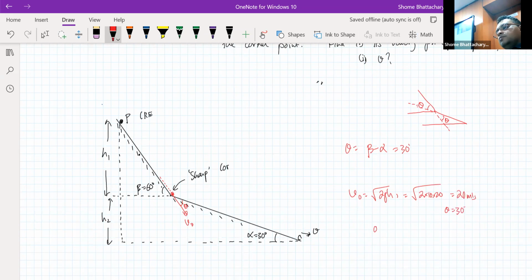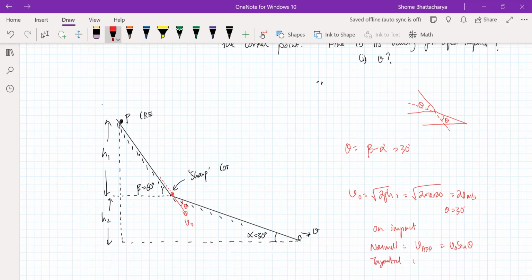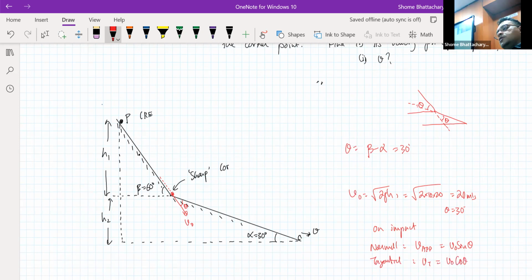So now you can see on impact, what is the normal component of velocity, or the approach velocity? That is V naught sine theta. But what is the tangential component? That is V naught cos theta. So that will become here how much? 10 root 3, correct? And this will be 10.